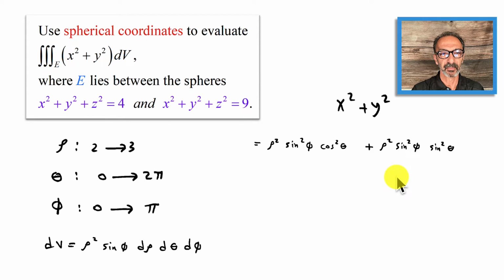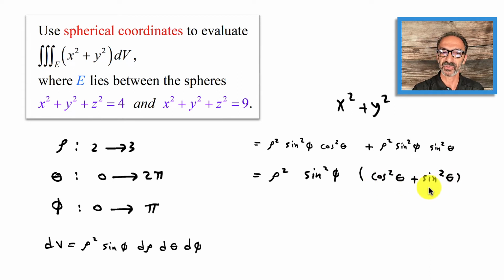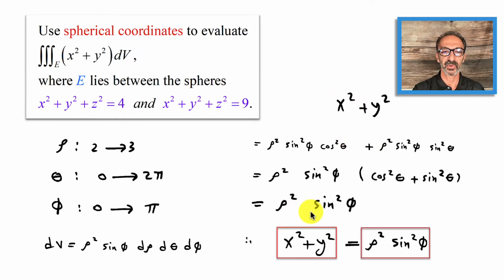Now notice that both terms have rho squared sine squared phi. We could take this out as a common factor. What we have left from this term is cosine squared, and from this term sine squared. And what we know about cosine squared plus sine squared of the same angle is 1. So that's going to be simplified to rho squared sine squared phi. So what is x squared plus y squared? That's going to be this right here, to summarize it.